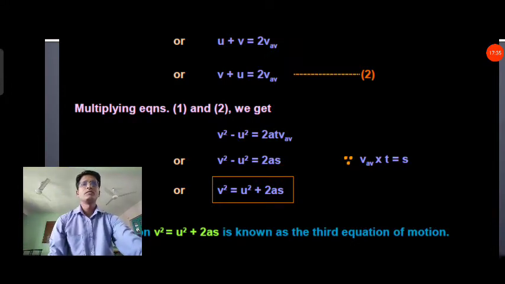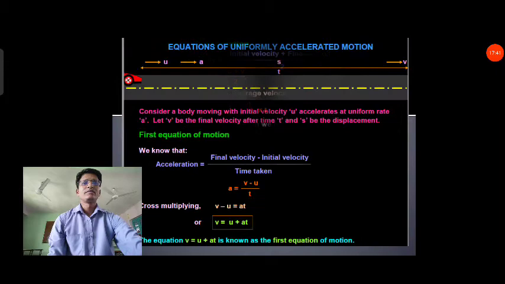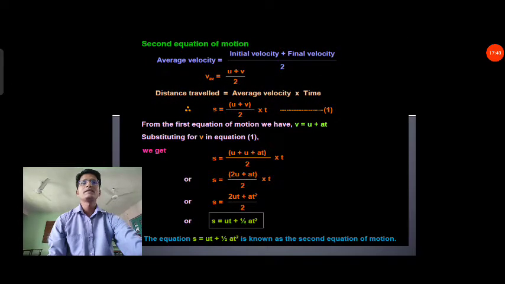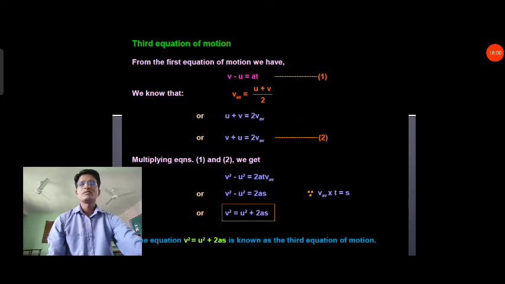First equation of motion, just quickly we will see: v is equal to u plus at. Second equation of motion, s is equal to ut plus 1 by 2 at square. And third equation of motion, v square is equal to u square plus 2as. These are the three equations of motion, and it may be asked in the exam to write the three equations of motion by indicating their symbols.